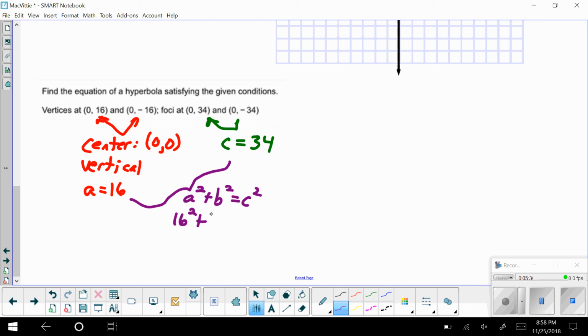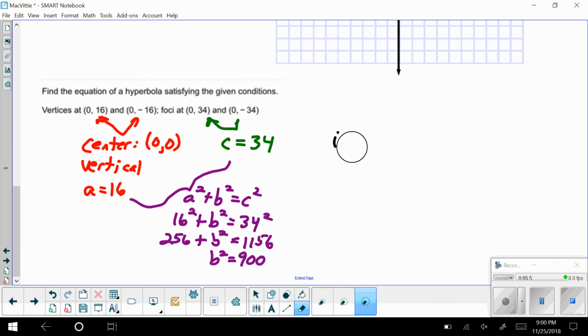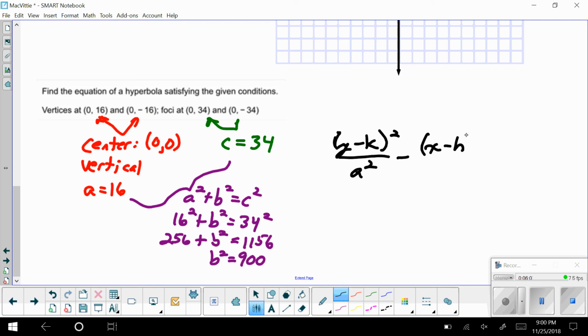So 16 squared plus b squared is equal to 34 squared. So 256 plus b squared equals 1156, and b squared equals 900. And b does equal 30, but again, I don't need to know b because the equation only requires b squared. Because this is vertical, I would have y minus k squared first over a squared minus x minus h squared over b squared equals 1. And it will always equal 1, just like the ellipse.